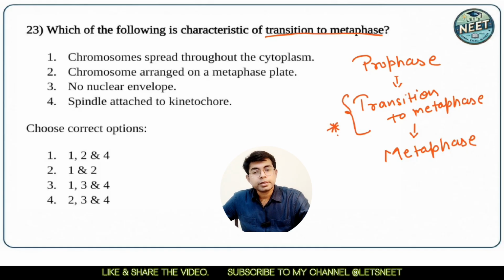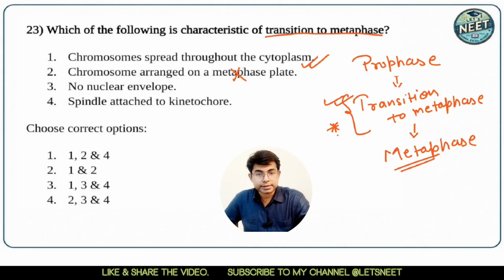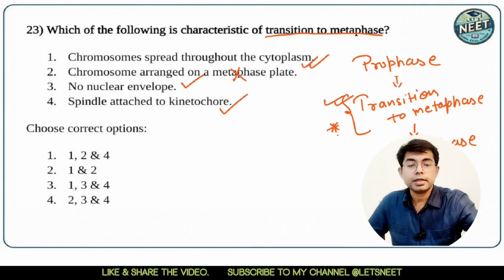During this phase, chromosomes are spread throughout the cytoplasm. Yes, it is correct. If you see the diagram in NCERT, they have clearly given the diagram for transition to metaphase. Chromosomes arranged on a metaphase plate. No, this is a characteristic of metaphase, not the transition to metaphase. No nuclear envelope. Yes, there will be no nuclear envelope, and spindle is attached to the kinetochore. Yes, this also happens during the transition to metaphase. So 1, 3 and 4. Third will be the right answer.